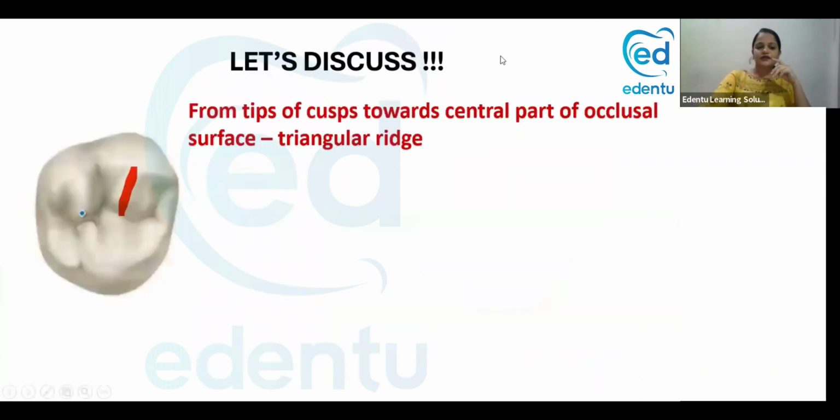Okay, so this triangular ridge, the one that is given in the question, extends from the cusp tip towards the central part of the occlusal surface. So this area is marked. So the most appropriate answer is again the triangular ridge.